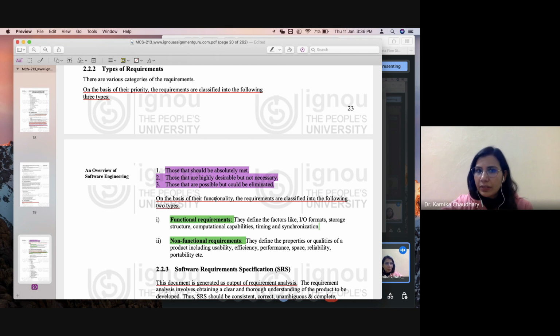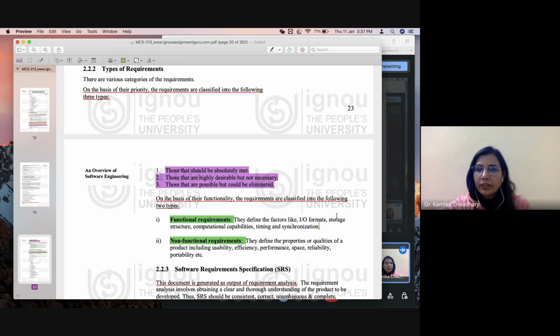Now, requirements are also divided on the basis of their functionality. And this is much more important. Anybody can ask you how many types of requirements there are on the basis of functionality. So there are two types of requirements on the basis of functionality. The first is the functional requirement and the second is the non-functional requirement. They are named like that only, on the basis of functionality.